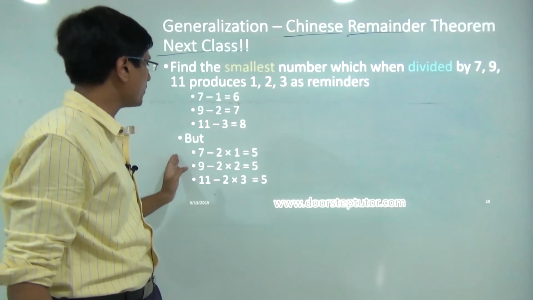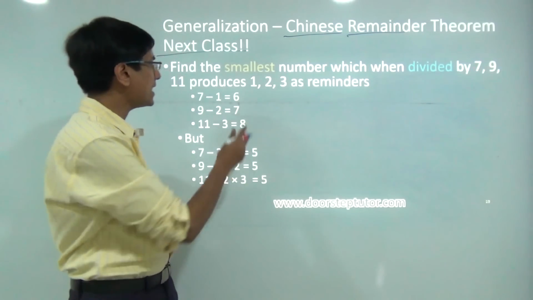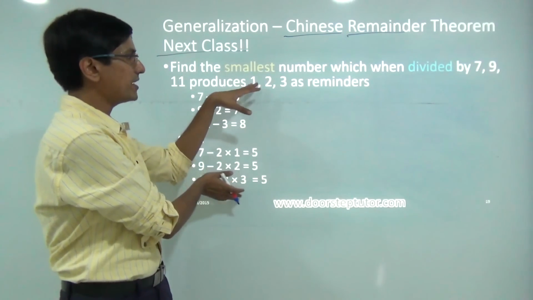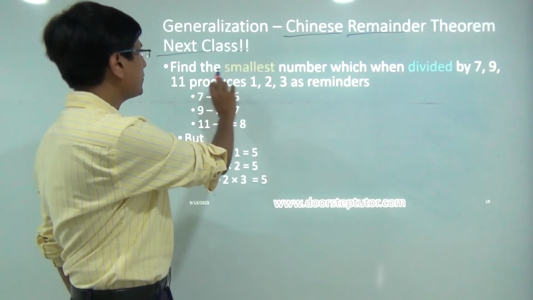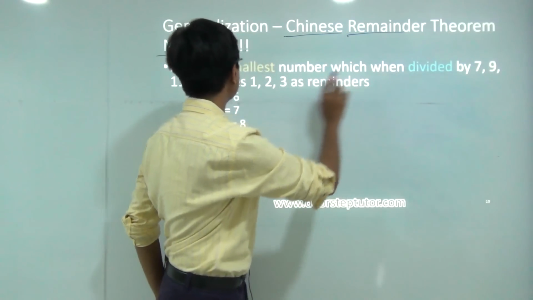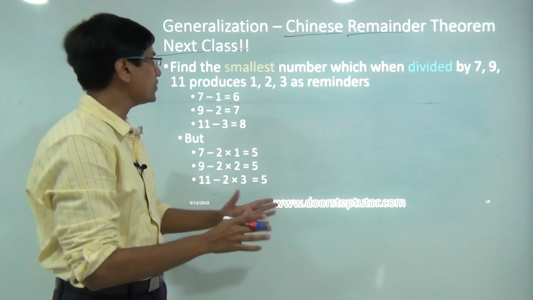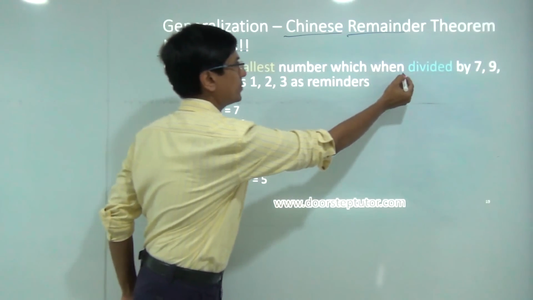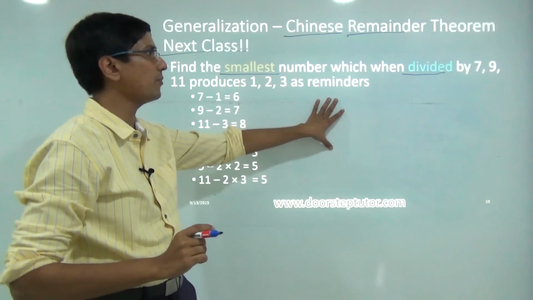One example problem is given here. If I know my Chinese remainder theorem or its basics, I can solve this problem, whereas by the techniques given in this class, we cannot really solve it. I have to find the smallest number which when divided by 7, 9 and 11 produces 1, 2 and 3 as remainders. I notice the smallest, and I know that this is an LCM problem.